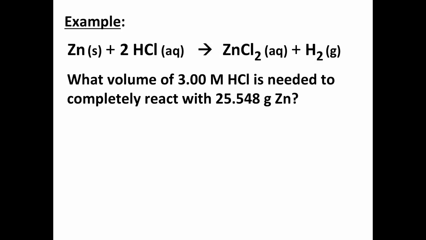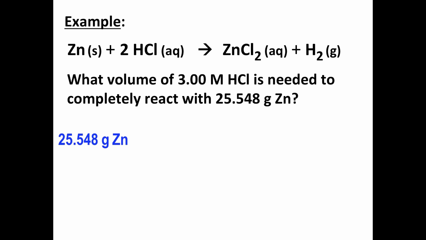So our last example for this screencast is a reaction between zinc and hydrochloric acid, and we're asked how much hydrochloric acid is needed to completely react with a given amount of zinc. Notice there's something a little different here. We're determining the volume of a 3 molar hydrochloric acid solution. So this is going to be similar to previous calculations, but there will be the difference of, instead of using a grams and moles conversion, we'll be using a volume and molarity conversion.